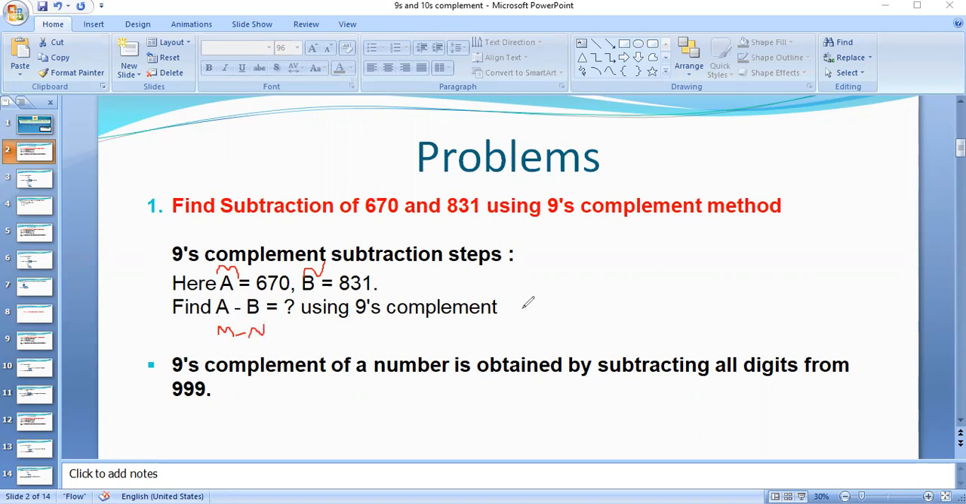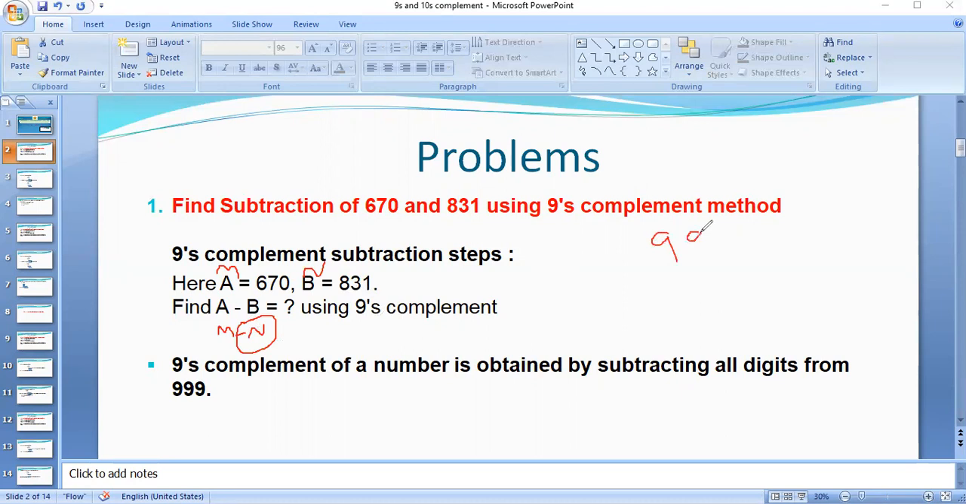Using the nines complement method means what we have to do, we have to find the complement of the subtrahend. And which complement are we going to find? Nines complement. So how can we find the nines complement of a number? We have to subtract each digit from 9. See here, we have 3 digits. The subtrahend has 3 digits.